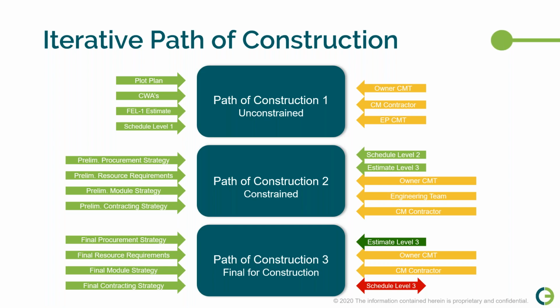Then during FEL3 FEED, update your path of construction to reflect the latest project information and design development. So this just becomes that iterative process, that discussion again of, okay, here's the constrained path of construction from FEL2. Were we right? Were we wrong? What do we need to do to change it to make it better?